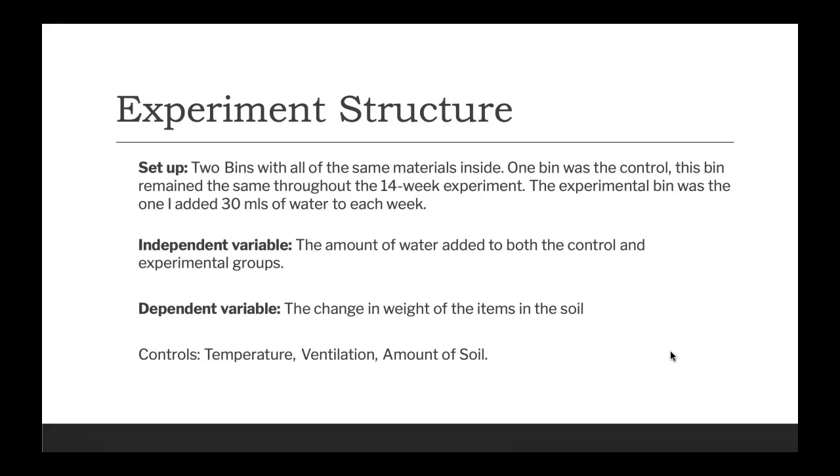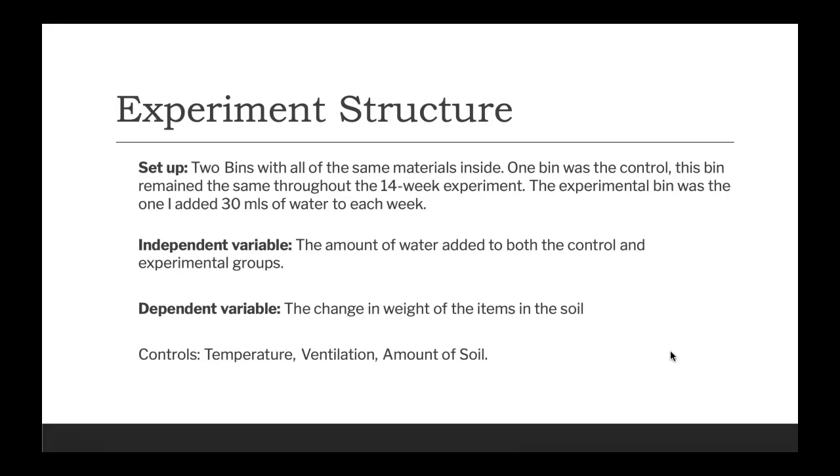The independent variable in this situation is the amount of water being added to both the control and experimental groups. So the control group had no water added, and the experimental group had 30 milliliters of water added each week. The dependent variable in this experiment was the weight of the items in the soil.